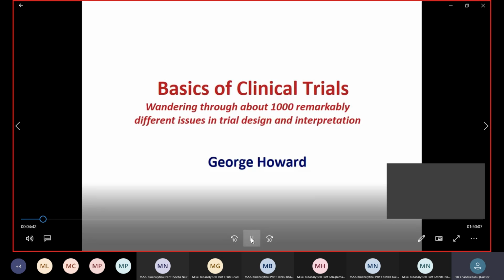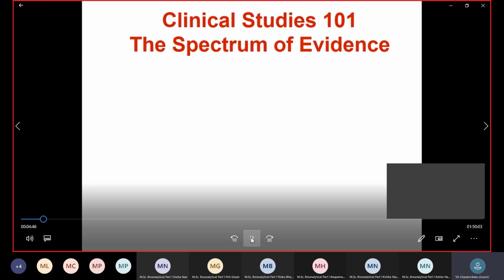Basically, there's a lot to cover in something as simple as clinical trials. They really are simple. That's one of the beautiful things about them. And so basically, I'd like to put this in a little bit of context. If you consider what is the spectrum of evidence, why do we believe what we believe? Studies can be sort of ranked from the weakest to the strongest, and clearly the weakest are what are called ecologic studies.